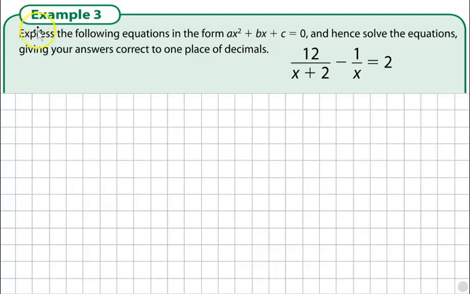Example 3. Express the following equations in the form ax squared plus bx plus c is equal to 0, and hence, which means using what you've just worked out, solve the equations giving your answers correct to one place of decimals. So we have 12 over x plus 2 minus 1 over x is equal to 2. So there's no mention here of the quadratic equation formula, and we don't see a quadratic equation, but it is actually a question involving using the quadratic equation formula. So what we're going to do is simplify this fraction.